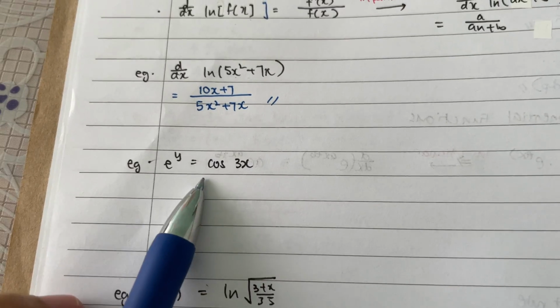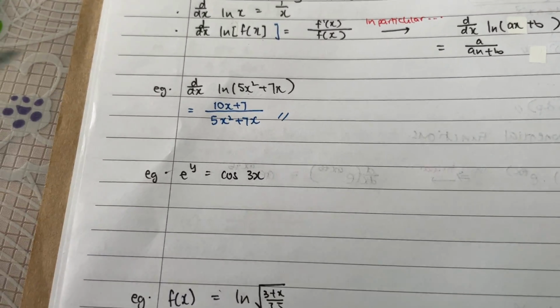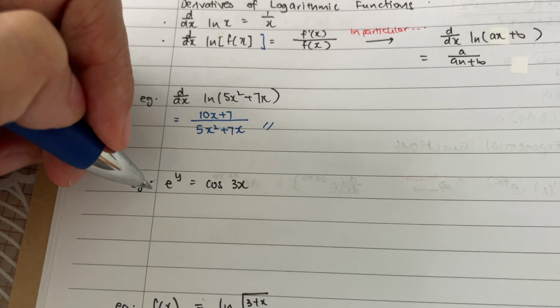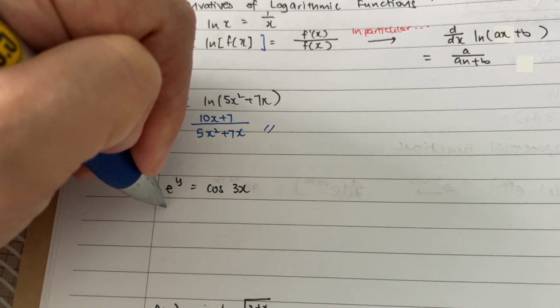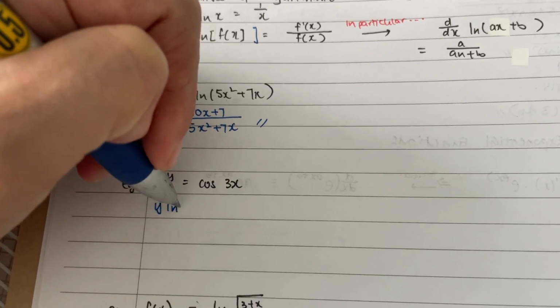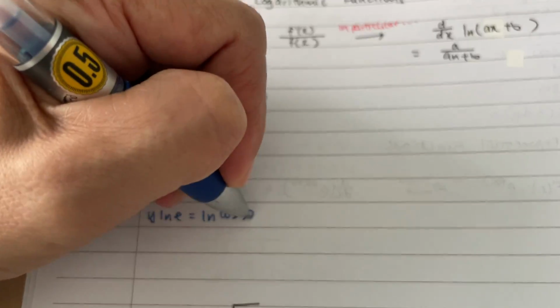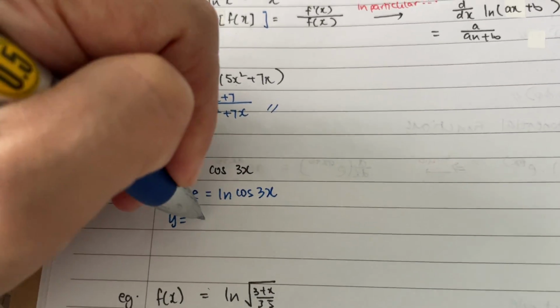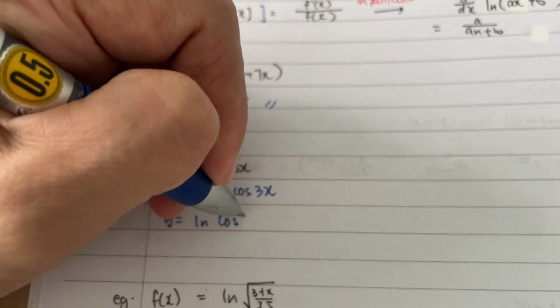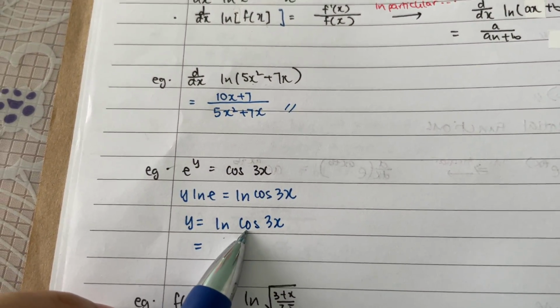Next one, this is a little tricky. You have e to the power of y equals cos 3x. You don't have y on its own. So what you need to do is take ln on both sides, due to the fact that you have an e here. So if you take ln on both sides, you have y ln e equals ln cos 3x. Simplify, ln e is 1, so y equals ln cos 3x. Not to worry when you see your ln and your trigo.